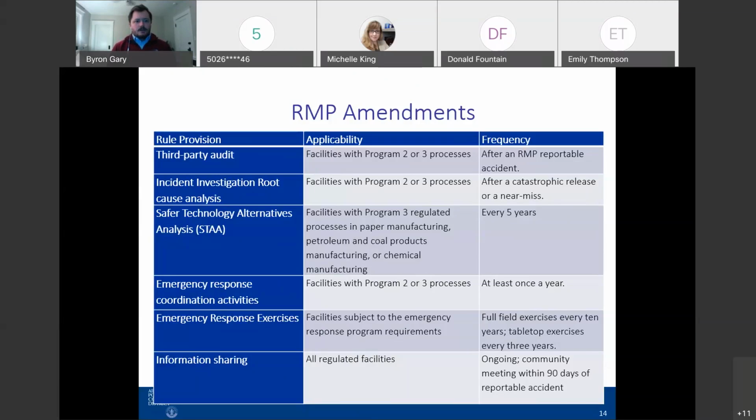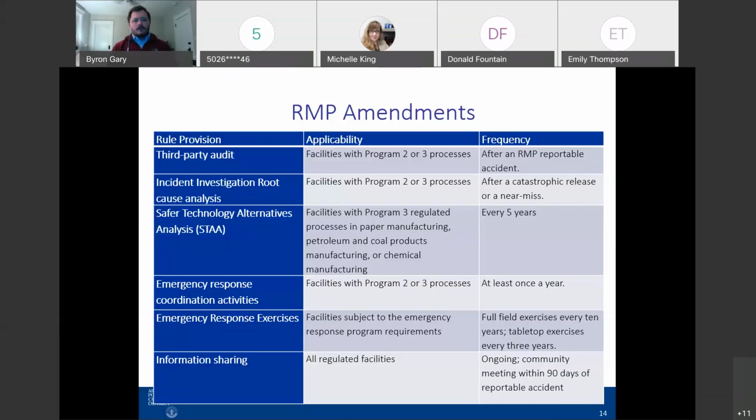The major change was the safer technology alternatives analysis, STAA. This required facilities with program three, so just the riskiest facilities with regulated processes in paper manufacturing, petroleum and coal products manufacturing, or chemical manufacturing, to conduct a safer technology alternatives analysis. EPA determined that these three industries were the ones which most frequently had significant accidents, and so required those industries to conduct this analysis every 5 years to determine if there were safer alternatives to the processes, methods, or tools that they used at their facilities.